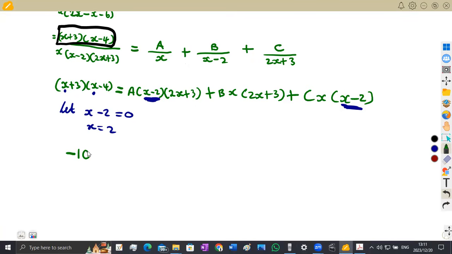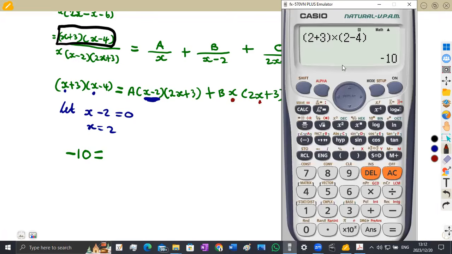So negative 10 is equal to, this is now a 0 because there's x minus 2 there. This one, a 0 again. So we're going to substitute x on this part. Where there's x, we substitute 2. Here, where there's x, we substitute 2. And here we substitute 2. So it is going to be like this.